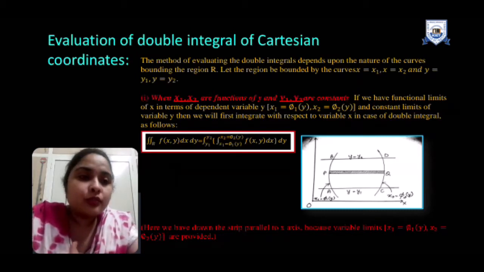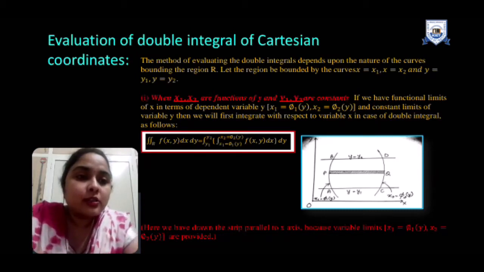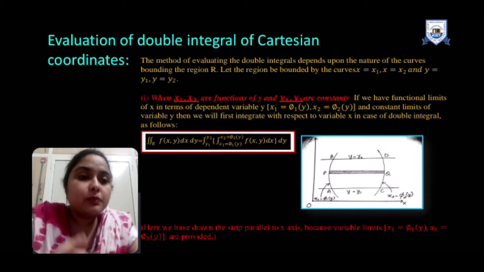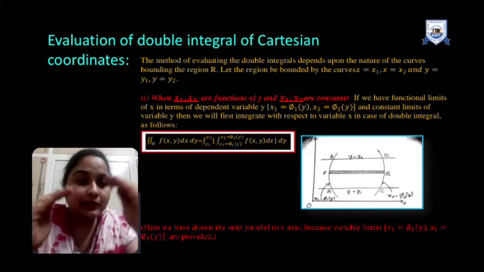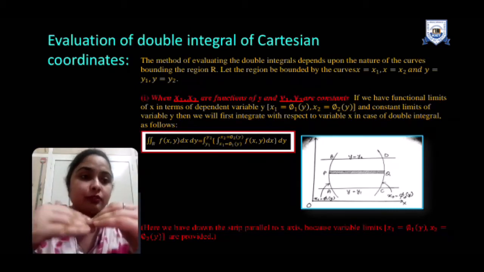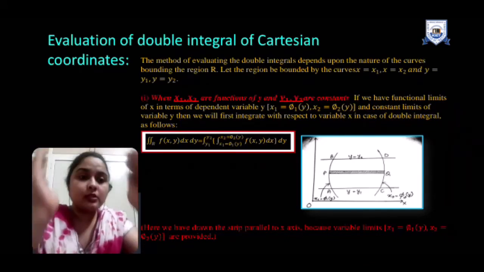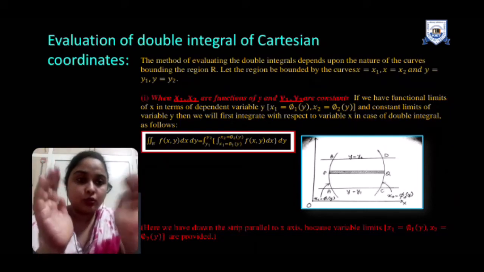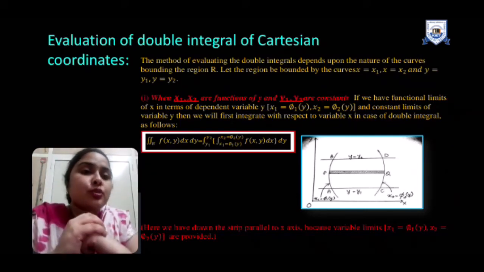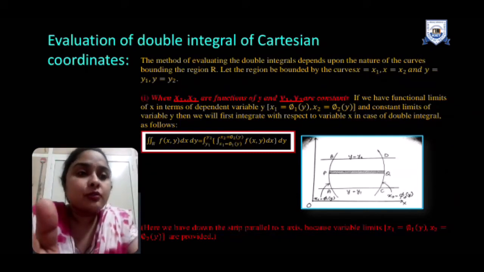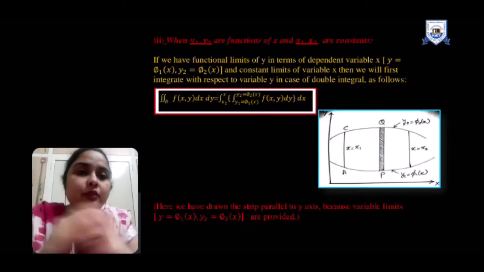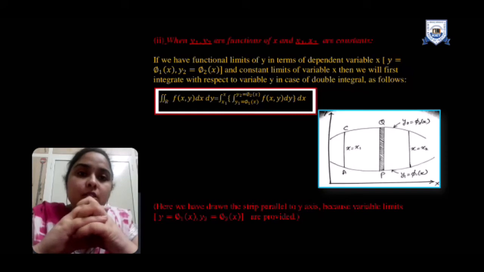And what is the role of this strip I have mentioned in this diagram? PQ. This PQ strip slightly covers the whole region when it moves from y1 to y2, sandwiched in between these two curves I have mentioned in this picture. So this is the role of this strip, to cover the whole area bounded by the given region. Now we should see the second case.